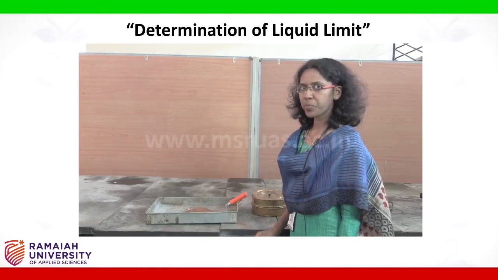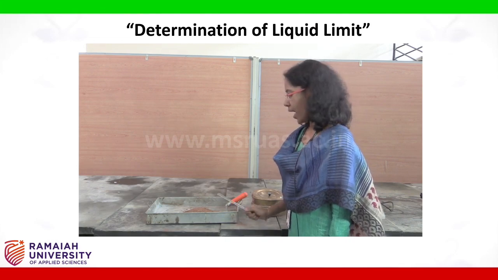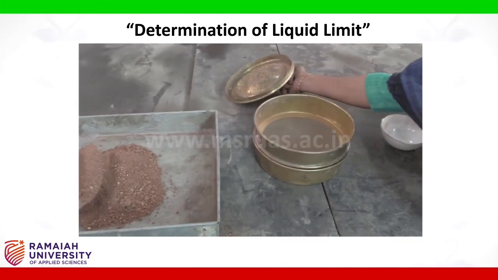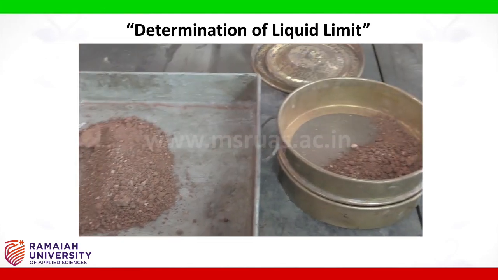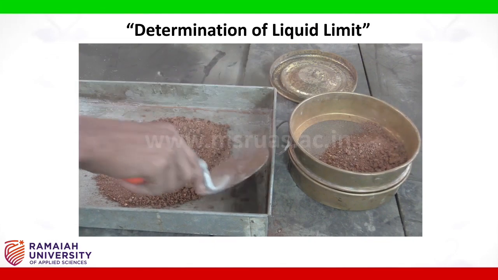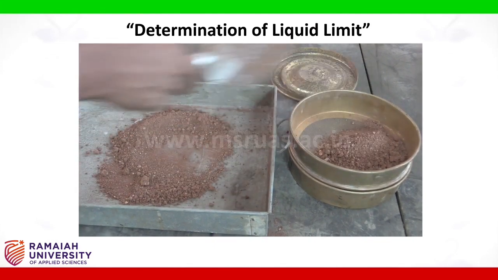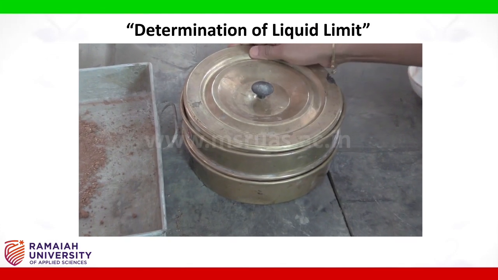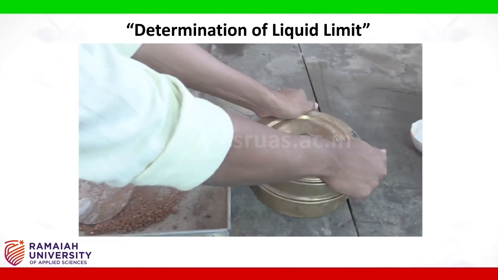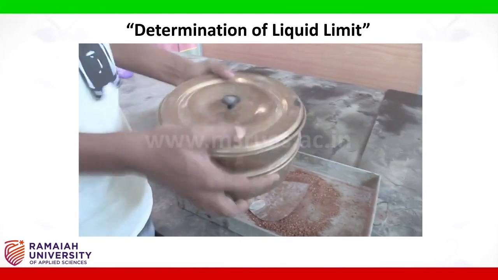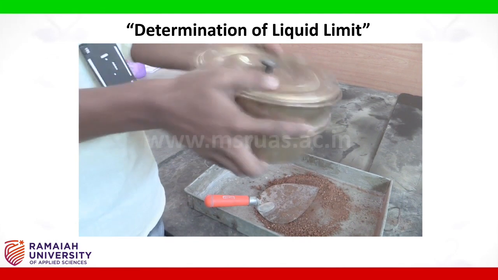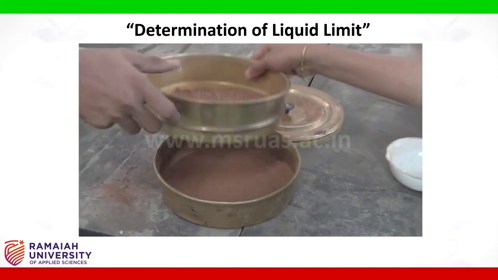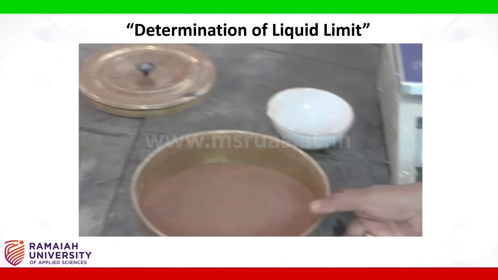Now let us start the experiment. First, we will take the soil sample and sieve it through 425 micron sieve. Open the lid of the sieve and pour the soil sample into the sieve. Now close the lid and we will sieve it manually. After sieving the sample, open the lid, remove the sieve and collect the sample in the pan.